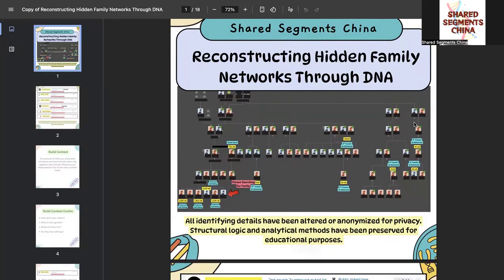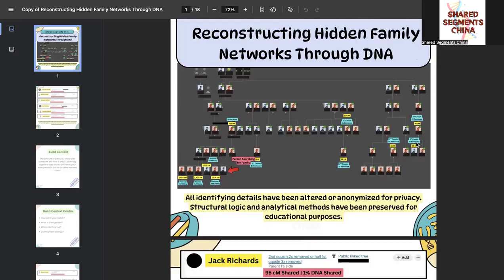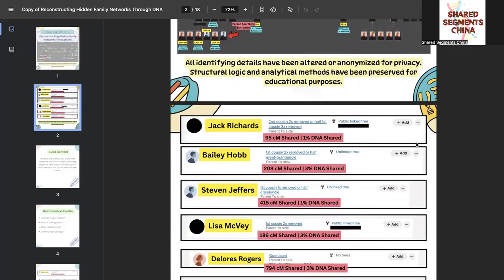And as a reminder, all identifying details have been altered or anonymized for privacy. So what that really means is these numbers are not exact. They're only changed by a couple digits here and there, so if anyone actually shares these matches and is looking at this, they wouldn't be able to identify people, so people's privacy stays safe.